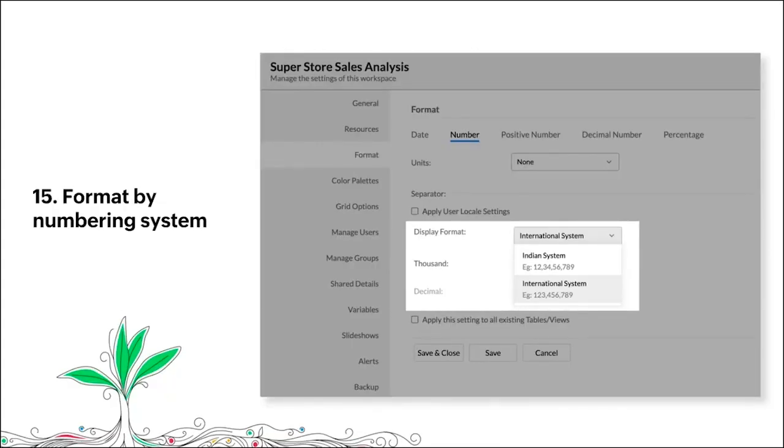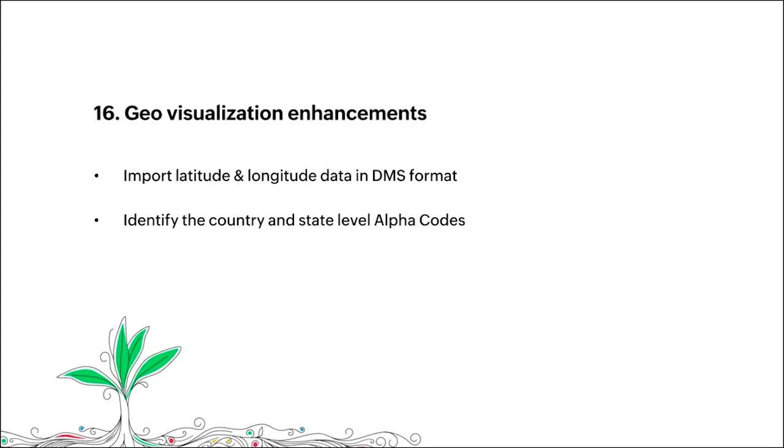Moving on, Zoho Analytics now supports representing 1,000 separators as per the international system or the Indian system that you can choose from. Up next, we have a couple of geo-visualization enhancements. Now, geo-visualizations are a powerful visualization capability that is supported by the platform. So in that context, we've got 2 interesting updates. The first one being that you can now import latitude and longitude data in the DMS format. And secondly, the platform automatically identifies the country and state level alpha codes when you import data. So we'll check this out again with a couple of screenshots.